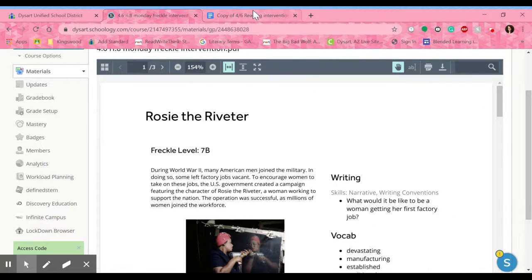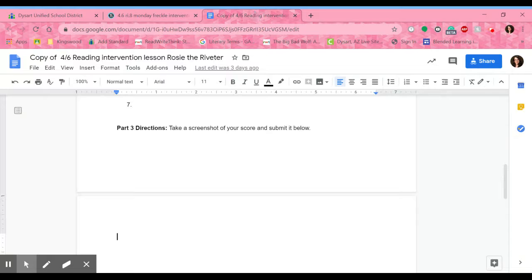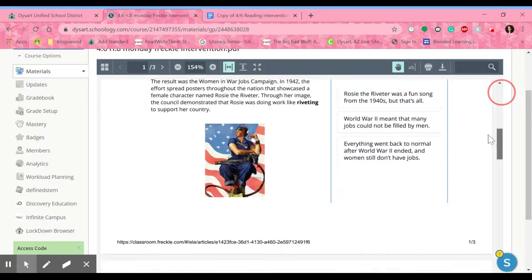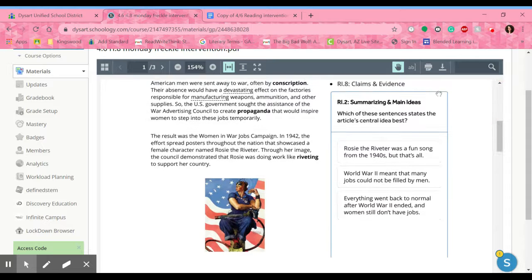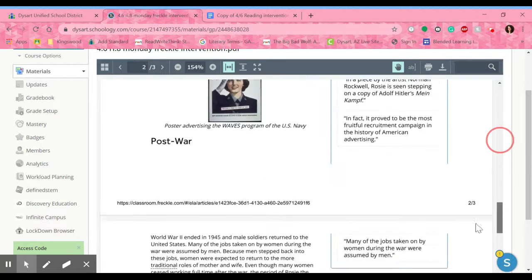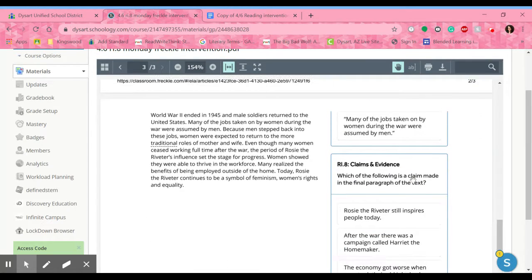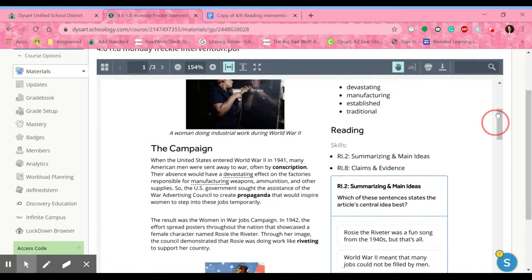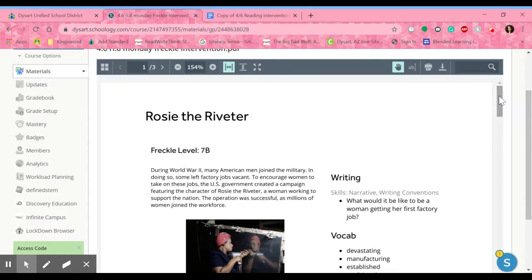Your goal for proficiency is 75 to 80% or higher on this. So you should really be getting only one question wrong. If you're getting 1 or 2 more questions wrong, then you need to go back and do skills practice. If you got the first 2 questions wrong, I want you to work on summarizing and main ideas. If you got those last 2 questions wrong, I want you to work on claims and evidence. Both of those can be found in skills practice in Freckle.